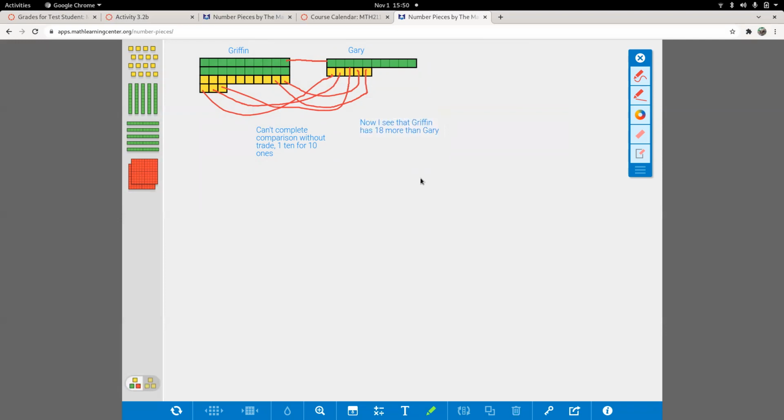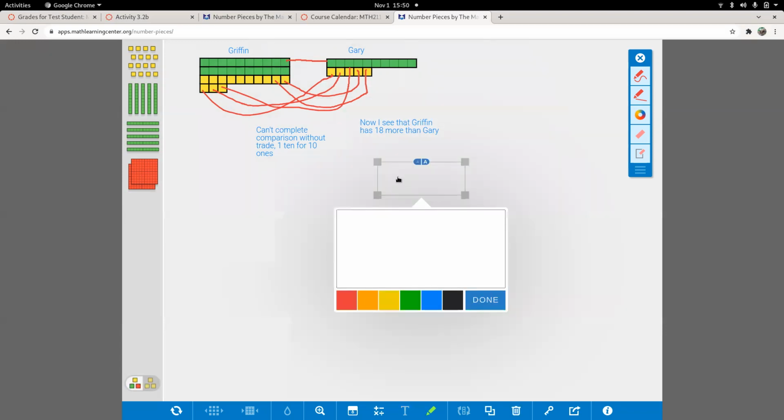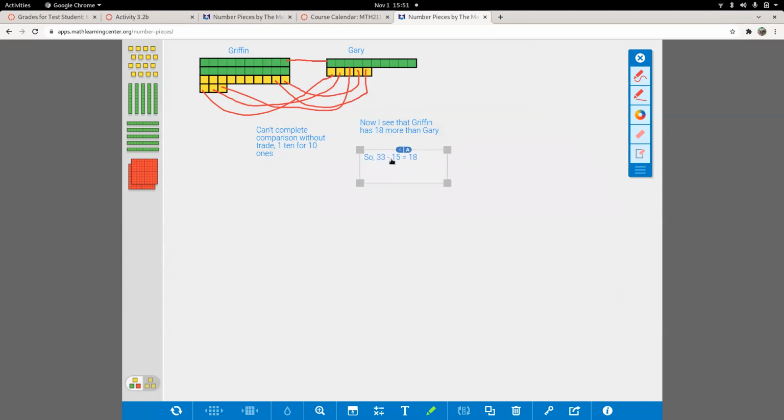All right, so that would be an illustration similar to the other one of the Gary and Griffin comparison, 33 versus 15. So maybe I'll even write that in. And you also have a little bit of control over the size. You can make it a little bit bigger if you want to emphasize something. Cool.